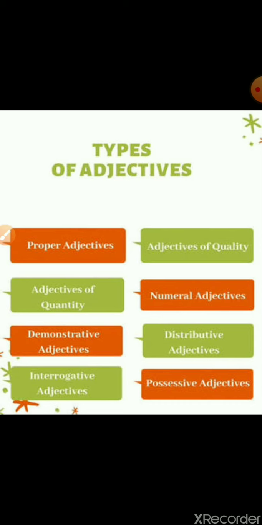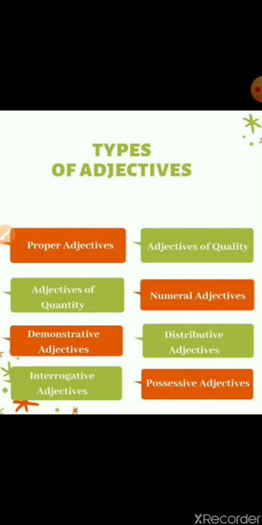The proper adjective, the name shows what it is. Adjective of quality, the name indicates it consists of quality. Adjective of quantity, it consists of the volume. Numeral adjective, it consists of numbers. Demonstrative adjective, what is that? Yes, it consists of these, those, this, that, which help us to demonstrate something.